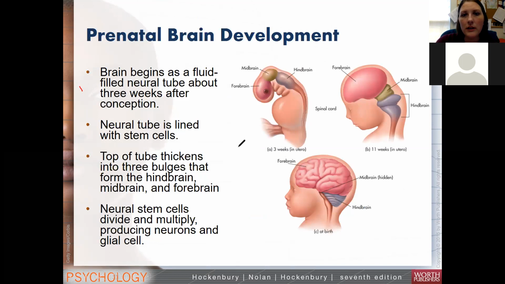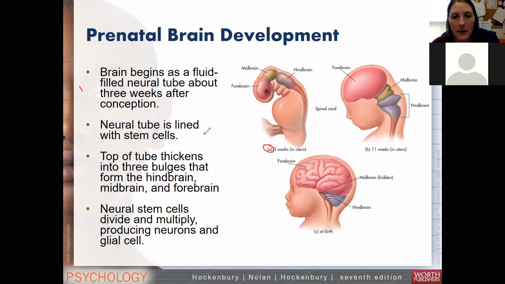Okay. So during this period of A right here, this is 3 weeks in utero. And as you can see, it already has some form of something going on there. Now, a lot of times if you look at different animals in utero and different stages of development, they all kind of look alike. So you all look a little bit like a shrimp, but then eventually you'll get many more features. So during this period of development, the cells are moving to their locations.